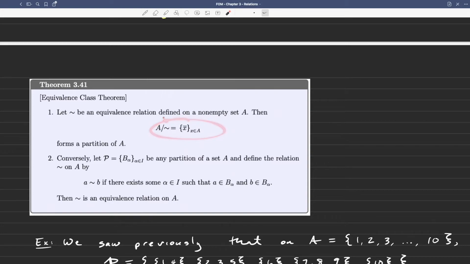In other words, each of those equivalence classes is not the empty set. If you look at any 2 of them, they're either the same or they're disjoint. And when you union up all of those equivalence classes, you get all of A.